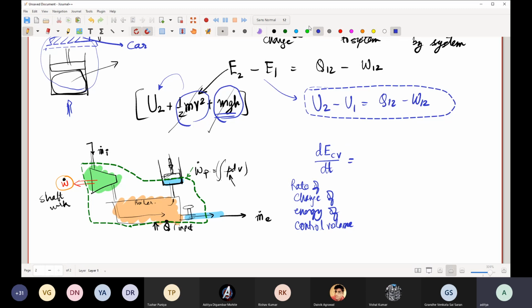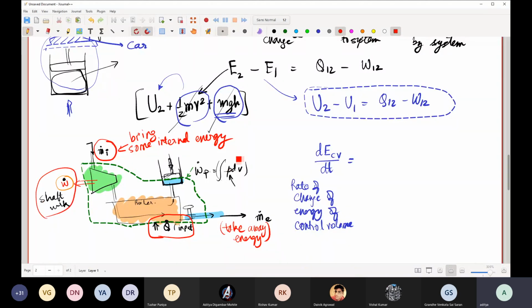So let us take a step back and see what are the things that are contributing to the rate of change. The first contributor is some mass that is coming in, and this mass will bring some energy with it. This mass will bring some internal energy, and this mass will take away some internal energy. Do you agree with this? Yes, sir. Apart from this, you have some heat input to the system and some work output from the system.